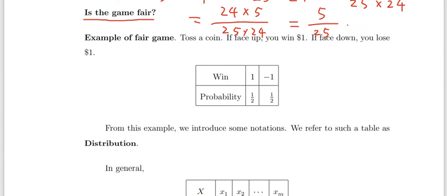So we list all cases. You can win $1, or you can win negative $1, which means you lose $1. And the probability is half each. So we say this game is fair, okay? Because it's balanced, right? If I change the policy, say when you win, face up, I give you $1. Face down, you give me $2.